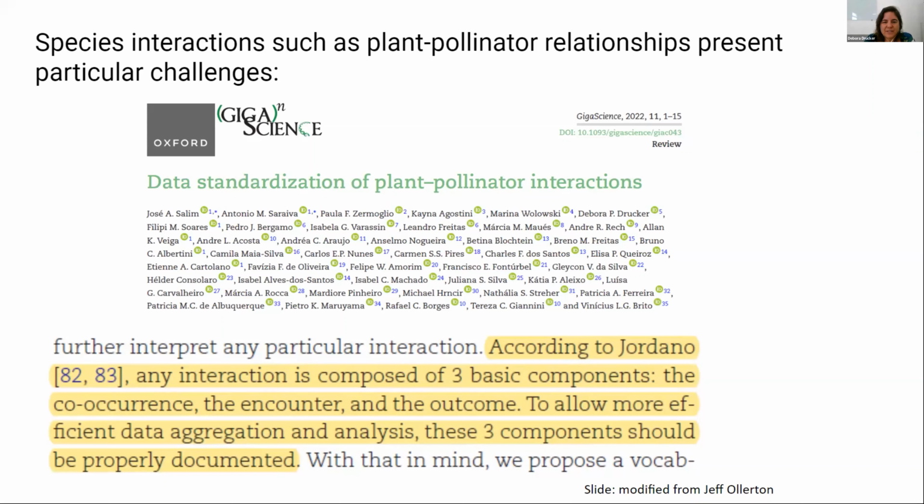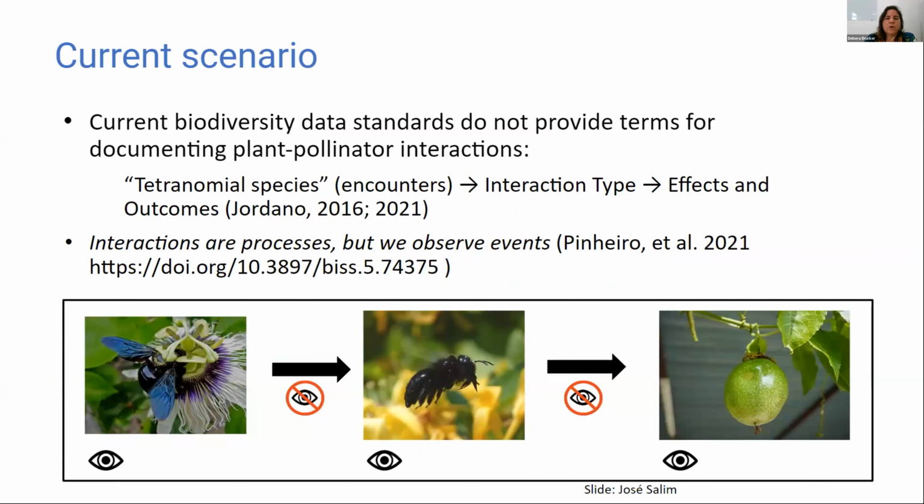So any interaction is composed by three basic components: the occurrence, the encounter, and the outcome. So to allow more effective data aggregation and analysis, these three components should be properly documented.